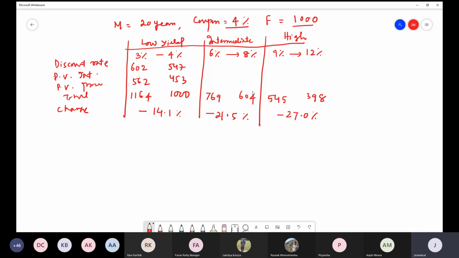But in this case, what have you observed? Same thing you have observed or not? So the rates are changing at a different rate. The first one is just 1%, the second is 2%, and the third is 3% change. So what is the conclusion you can draw? Higher change gives us higher volatility of the bond price. If there's a high change in discount rate, then there's a higher change in the rates.